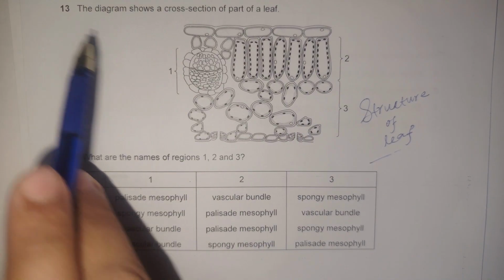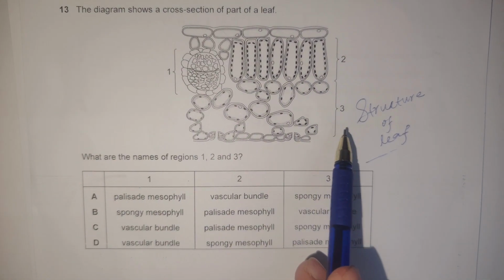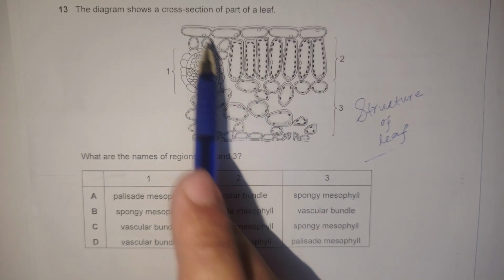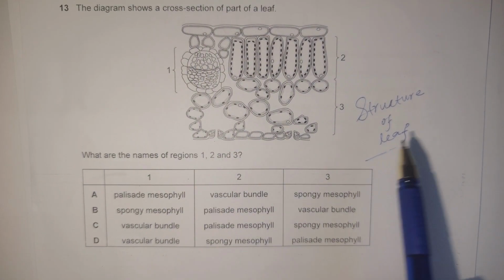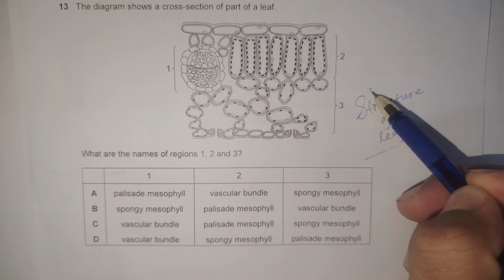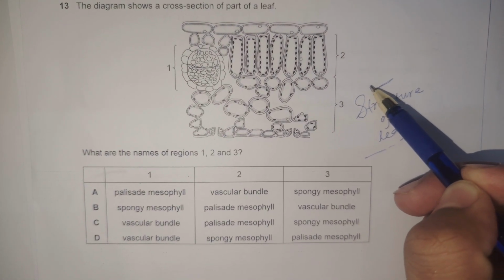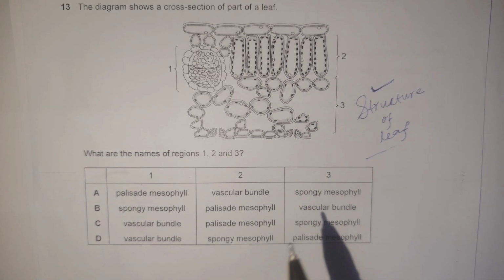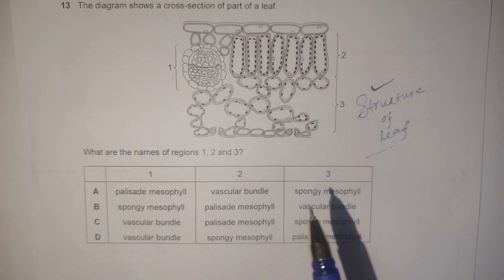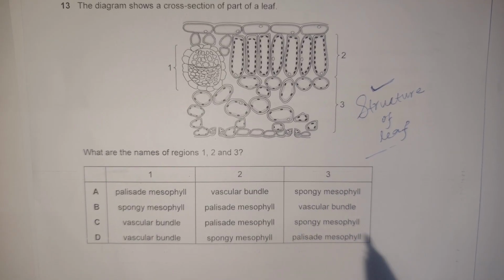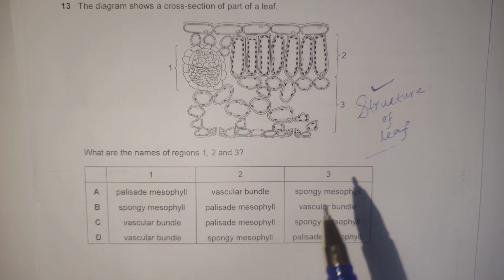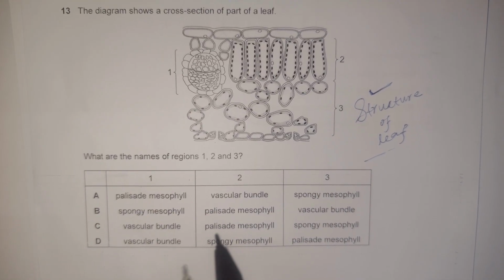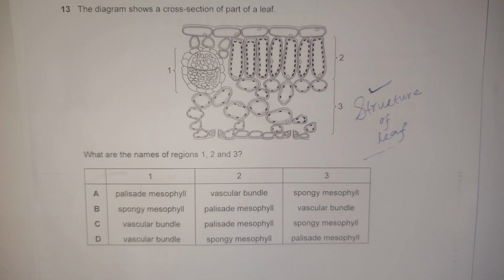For instance, this question is asking about these three labels. Another question may ask about this part or another part or any other part here or here. So the structure of a leaf is a big topic to learn for IGCSE students. If you want to learn about this, please write in the comment section and I will make a detailed video based on this concept. But to solve this question, I'll simply answer directly.